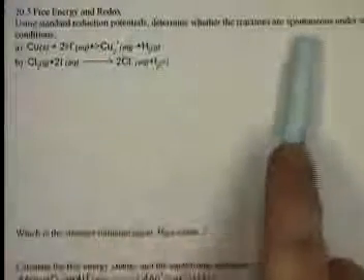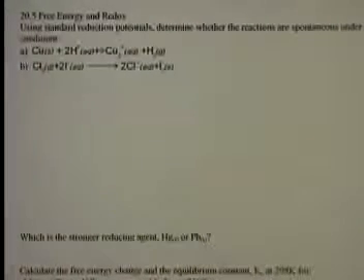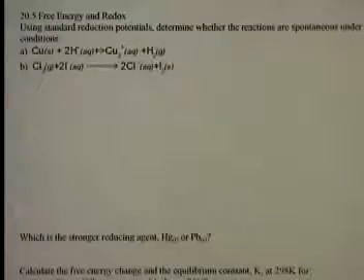In this screencast, we'll take a look at how we can calculate the free energy, and therefore the spontaneity, of a particular reaction by using the standard reduction potentials. This first question says, using standard reduction potentials, determine whether the reactions are spontaneous under standard conditions. And we're given two reactions, and from this we need to find out whether it's spontaneous or not.